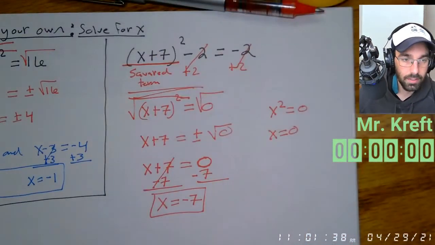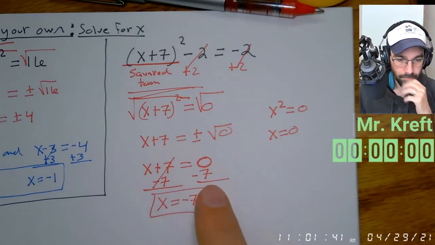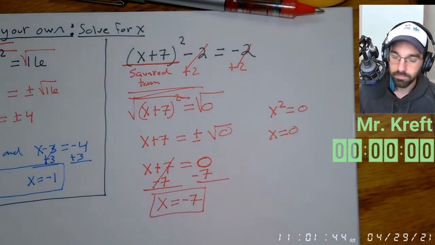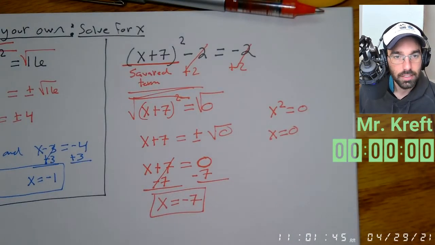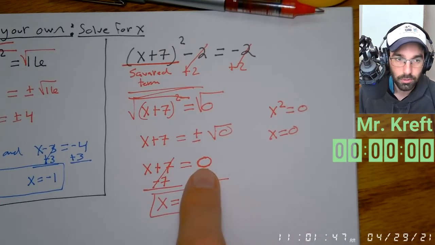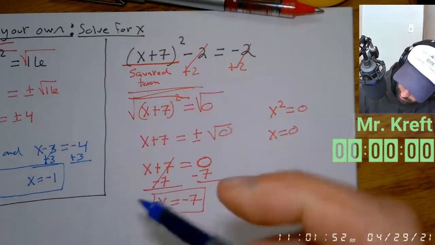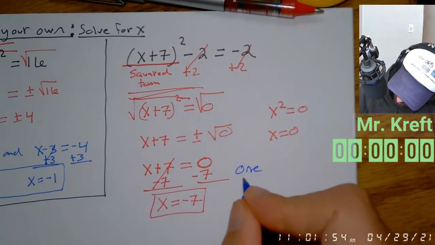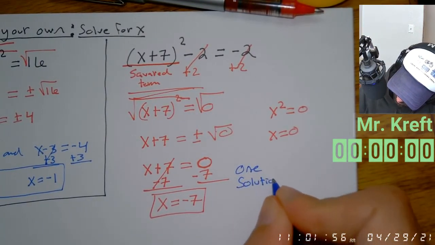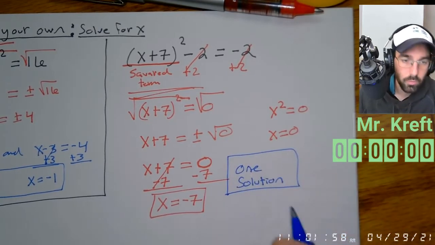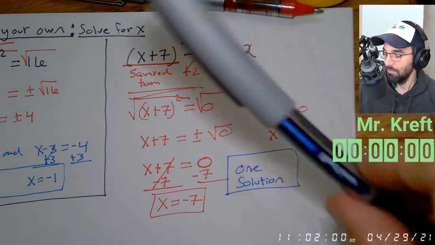So does anybody have questions about this? So we ended up getting plus or minus 0. And 0 is a special number, so there is no plus or minus 0. So it's just 0. And so there's only one solution. So this is an example of one solution. One solution only there.